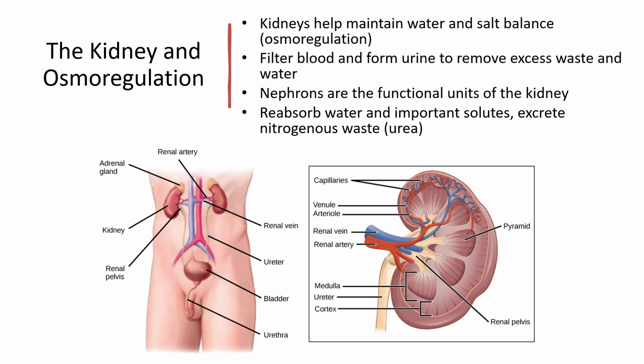Osmoregulation is the control of water and salt balance, and in humans, the kidneys are the main organs for this. They filter blood, remove excess water and waste, and reabsorb what the body needs. The functional units of the kidney, nephrons, carry out these tasks.